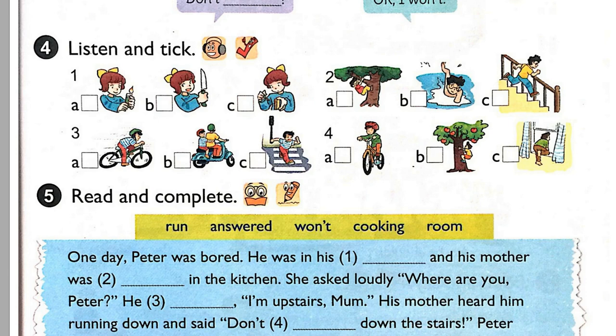2. I'm going to run down the stairs. Don't do it. Why not? It's dangerous. Okay. 3. Hey, Chung. Where are you going? I'm riding to the sports center. Don't ride your bike too fast. Don't worry. I won't. 4. What are you doing here, Nam? Look, I'm going to climb the tree to pick some apples. Don't climb the tree. Okay, I won't.